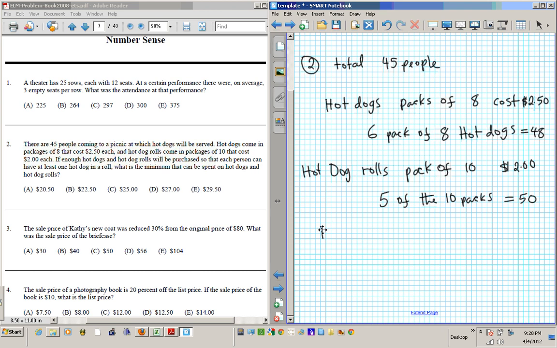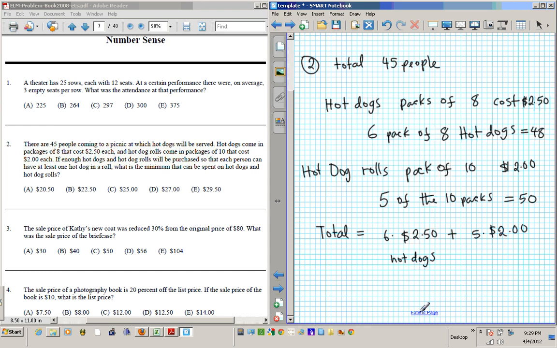Remember, total is going to be each quantity times price. So it's going to be 6 times the price of 8, which is 250. 6 times 250 is the price of the hot dogs, plus 5 of the 10 packs. Each 10 pack costs $2, so it's going to be 5 times $2. That's going to be my total price.